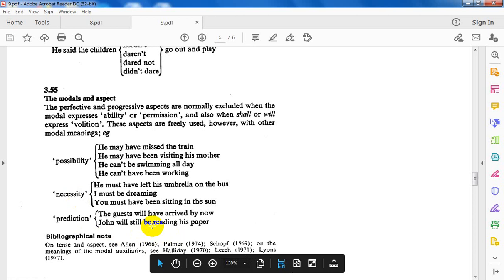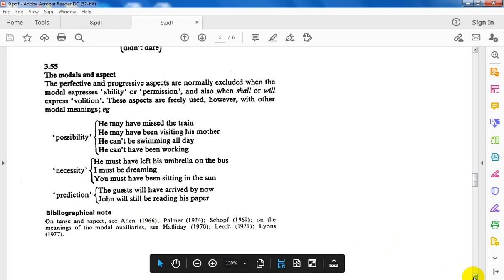progressive aspect. This is the end of the chapter concerning the verb and the verb phrases. All the best, my dear students.